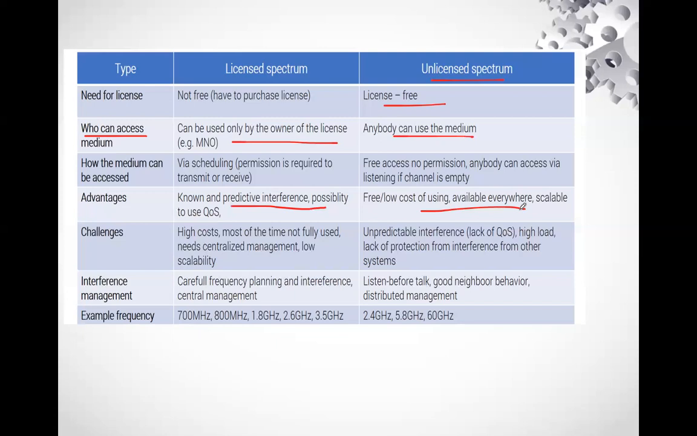So what are the challenges that are faced in these two spectrums? If we consider licensed spectrum, the main problem would be the cost. Cost is the main issue in case of licensed spectrum, whereas in unlicensed spectrum, since it is free, we cannot predict the interference, neither can we predict the quality of service. Examples of licensed spectrum are 700 megahertz, 800 megahertz, 1.8 gigahertz, 2.6 gigahertz, and 3.5 gigahertz. Whereas in unlicensed spectrum, 2.4, 5.8, and 60 gigahertz. So these are the basic differences between licensed spectrum and unlicensed spectrum.